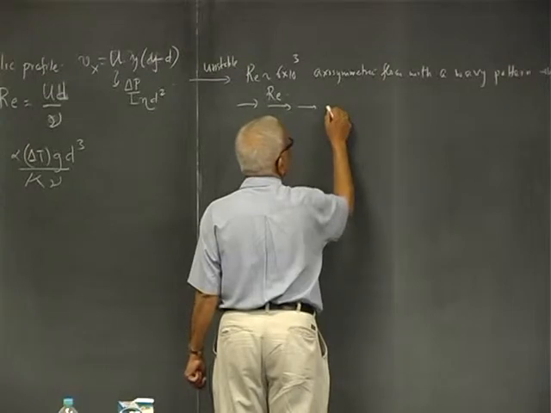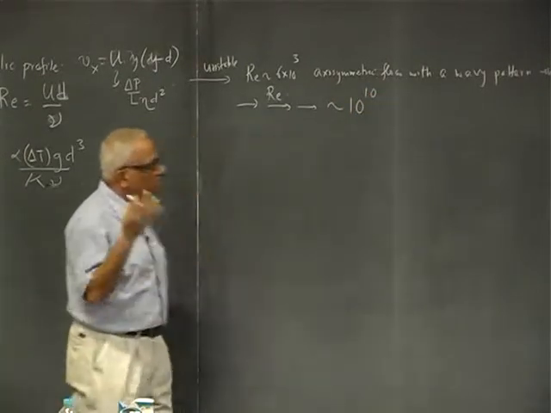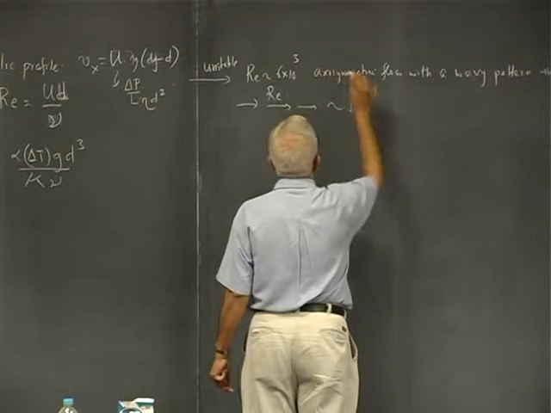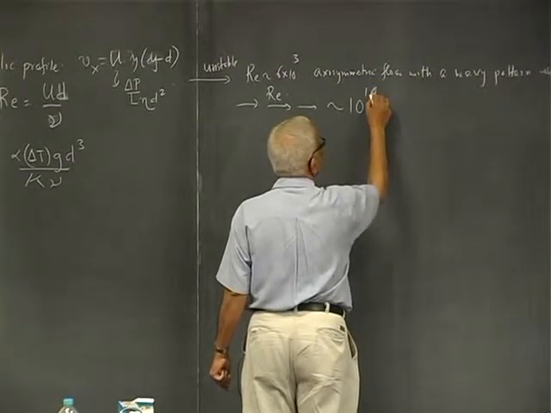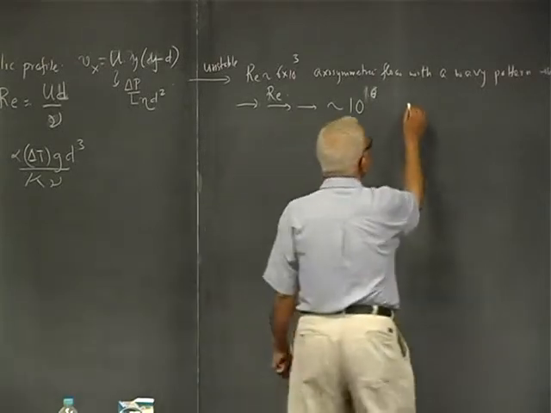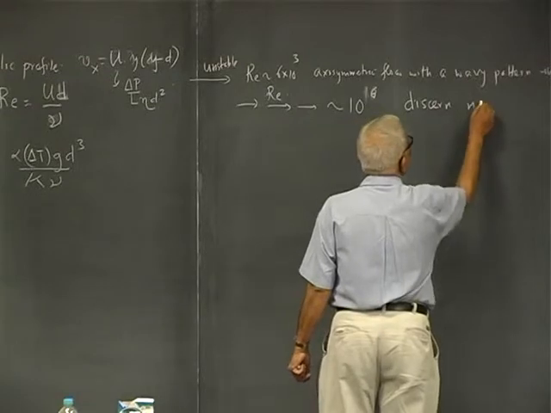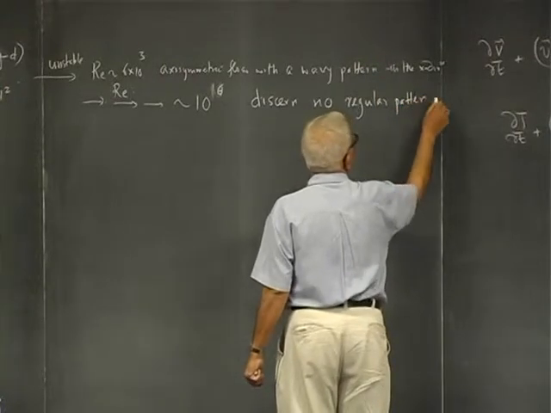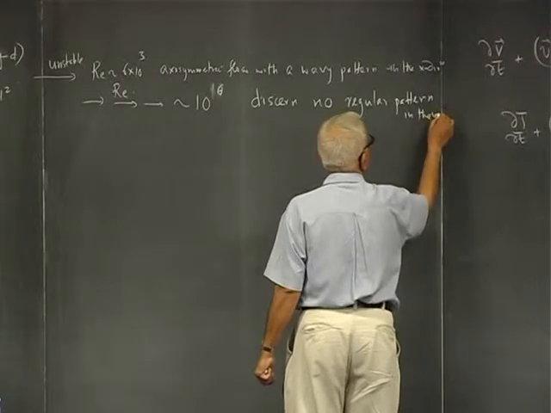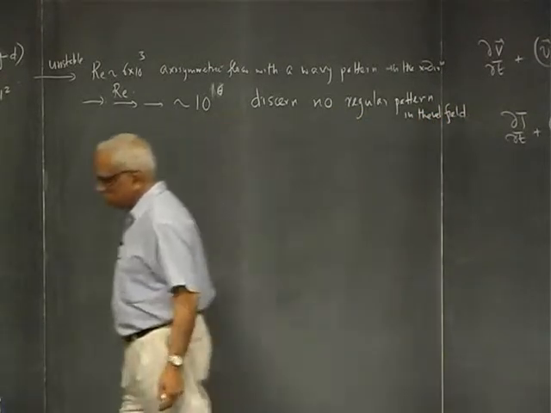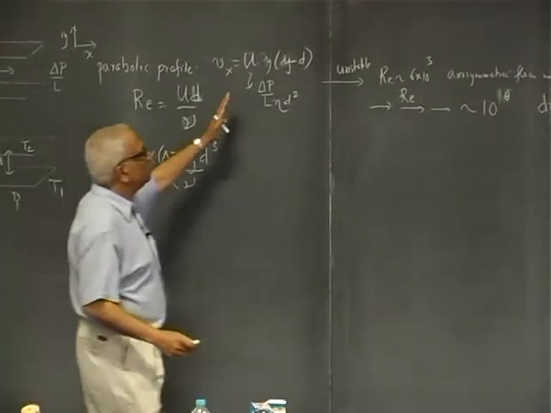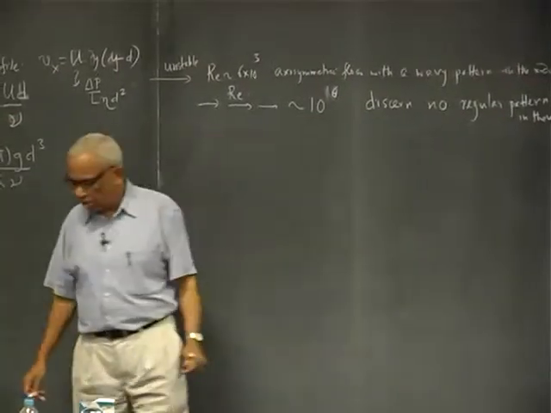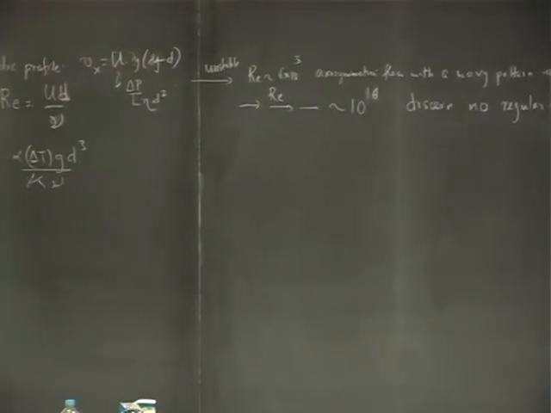If it gets more and more complicated, if you hit 10 to the power 5 or 10 to the power 6, you can discern no regular pattern in the velocity field. So that's just a fact. This is what I have shown you, and thereafter you just have to take my word for it.